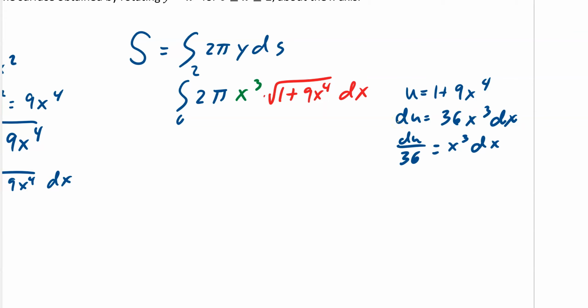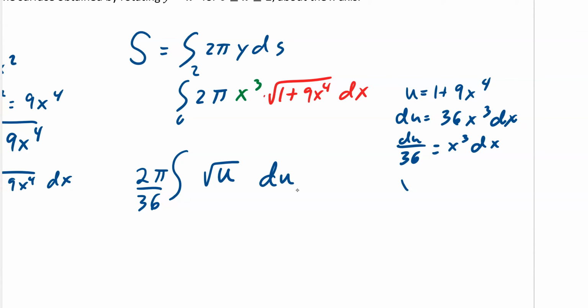Okay, so now we can plug that back in. So we end up with, now it's not 0 to 2, so we'll leave that alone. I'm going to move the 2 pi outside. So the x cubed dx becomes du over 36. So I'll put the 36 here. Du goes there. And then all that we're left with now is the 1 plus 9x to the fourth, which is our u. So square root of u. So let's double check this. We did the 2 pi, it went here. The x cubed dx is du over 36, perfect, and then that is square root of u. We got it all. Now we just need the bounds.